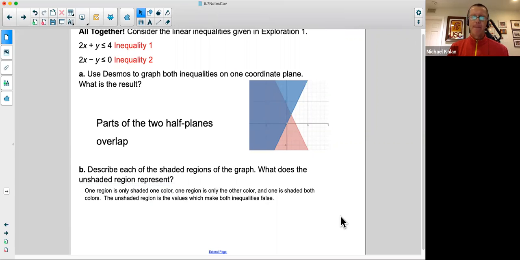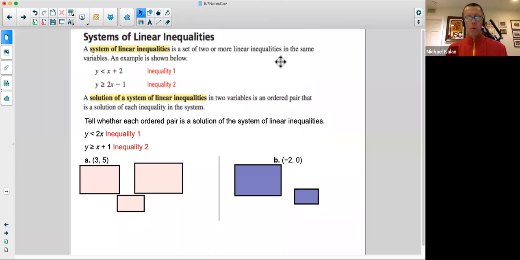Okay, all right. So what is a system of linear inequalities? Well, it's a set of two or more linear inequalities in the same variables. Just pretty much the same as when we did it with equations, other than we have inequalities now.